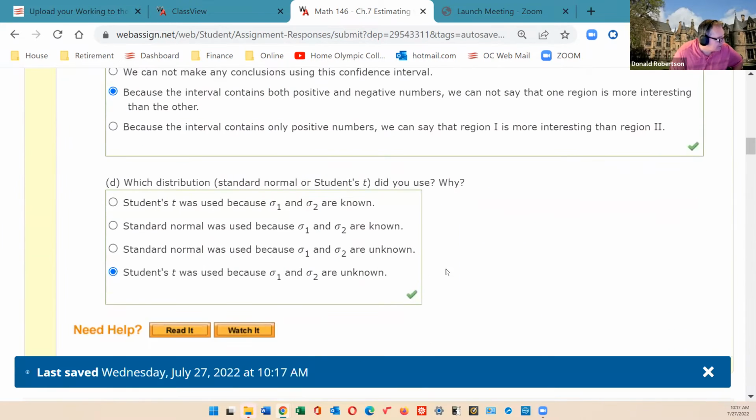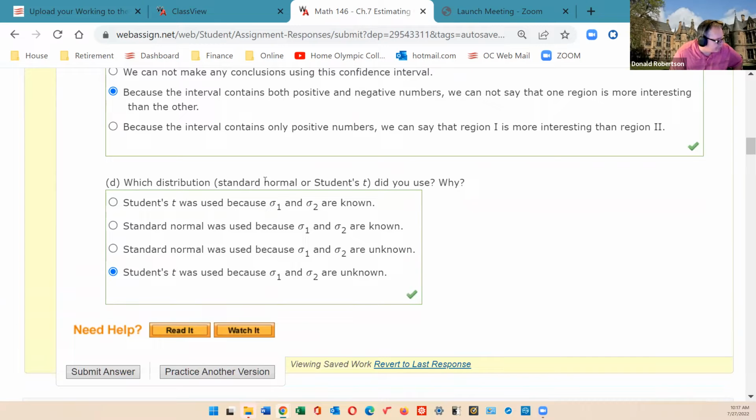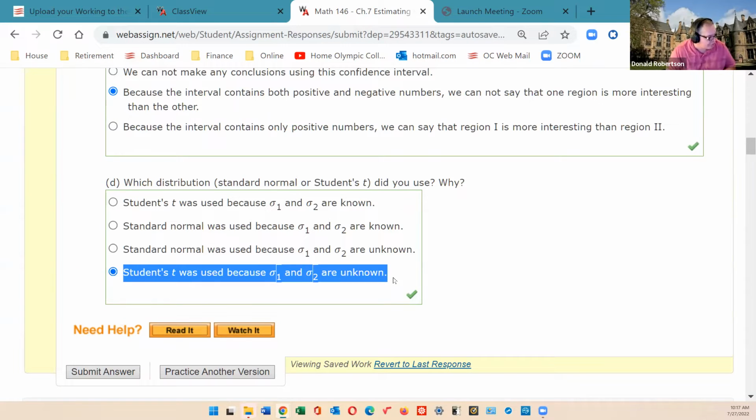And then it hits you with this one. It says, which distribution, standard normal or student t, should you use? And you are going to answer that one every single time, because there are no questions that we've got where we know the standard deviation of the population. We don't know sigma 1 and sigma 2, because these questions are all based on samples. So in a way, that question's kind of silly because it's the same answer every time, at least the ones you're going to see.